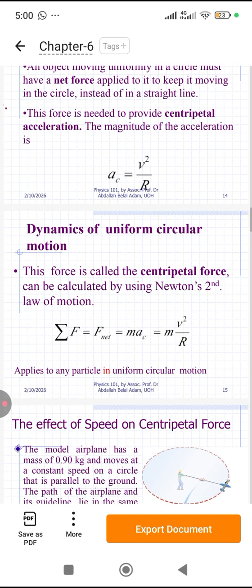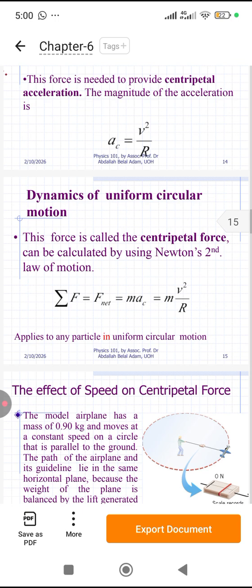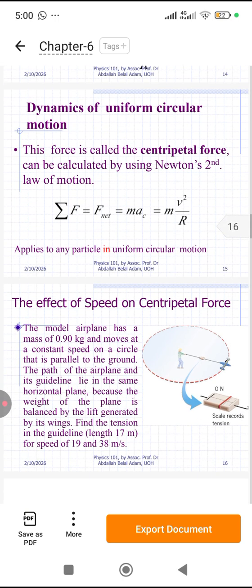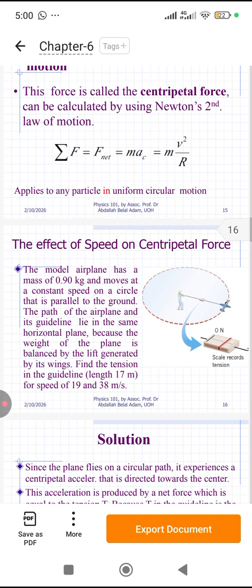This applies to any particle in uniform circular motion. This law applies to any particle in uniform circular motion. The effect of speed on a centripetal force.